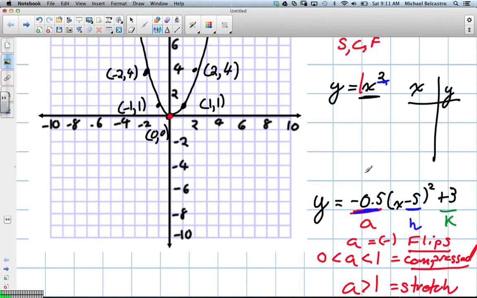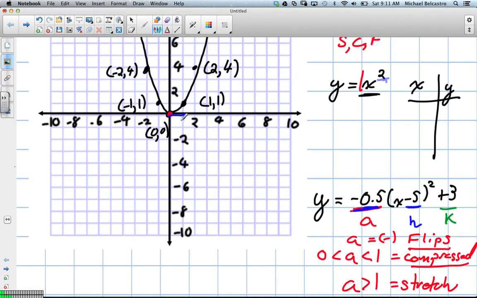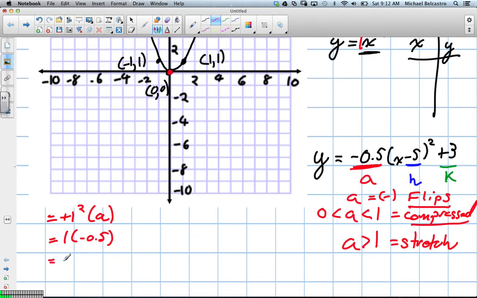Square what number? The 1? Yeah, what we go over by. Because we went to the right one, that's positive 1. So we're going to make a little chart here. When I go over 1, so I go positive 1 squared times a. Well, a in this case is negative 0.5. First of all, 1 squared is 1. So now we have 1 times negative 0.5. That's going to equal negative 0.5.